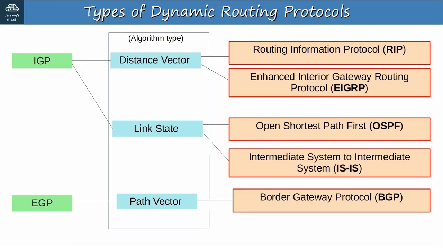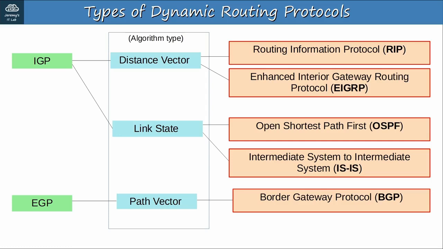For now, what I want you to remember is, first of all, the names of each of these routing protocols. Then remember which protocols use which kind of algorithm. RIP and EIGRP use a distance vector algorithm. OSPF and ISIS use a link state algorithm, and BGP uses a path vector algorithm. The flashcards I provide will be very helpful for this.